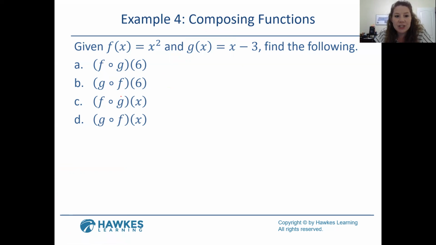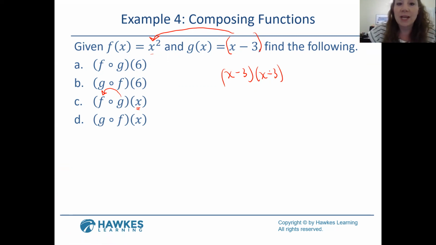All right, let's look at letter C. So we're going to take G and plug it into F. Now this time they did not give us a specific number, which means we're going to take all of G of X, which is all of this, and implant it into F of X. So that X is X minus 3, and it says X squared. That means we're going to multiply this thing by itself, right? X minus 3 squared is the same as X minus 3 times X minus 3.